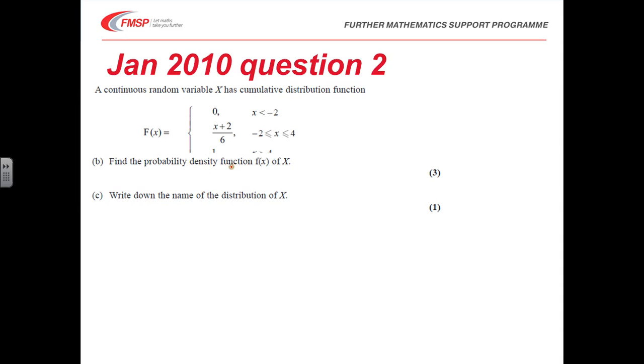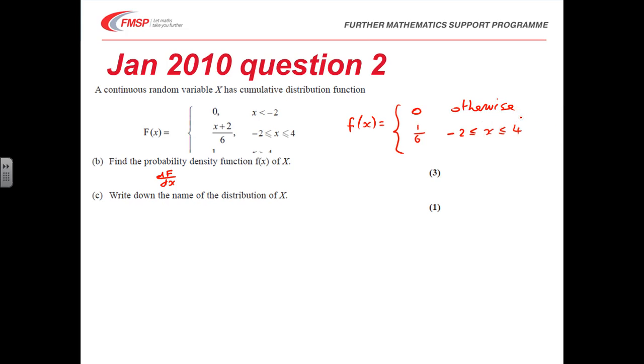So now we've got to find the PDF, the probability density function of F, and we need to recognize that that is found by differentiation. Okay, so if we differentiate this, there are 3 aspects we need to differentiate. So firstly, I'll compile it by the side because it's easier. If I differentiate the first aspect, 0, well, I get 0. If I differentiate x plus 2 over 6, that's going to give me 1/6. And if I differentiate 1, that also gives me 0. So what that leads me to state is the following statement.